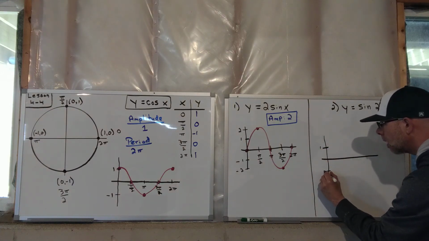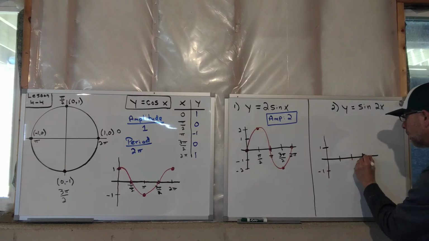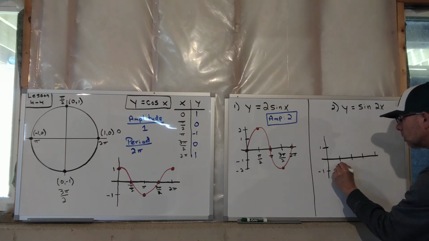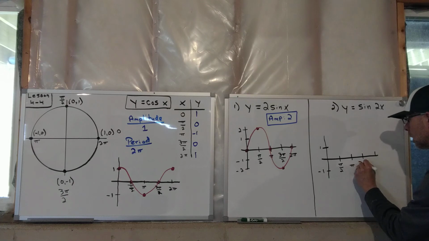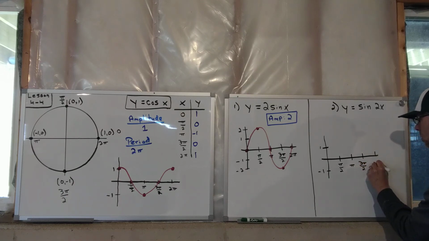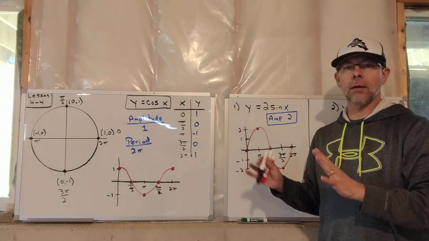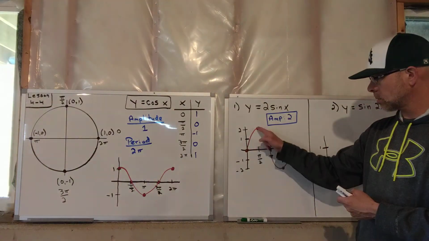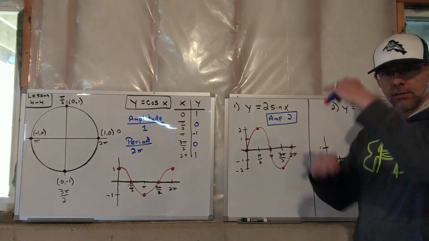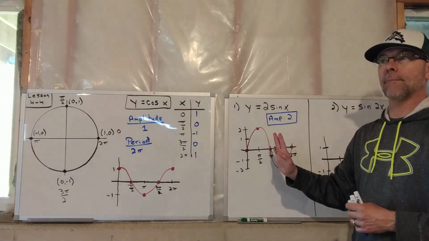Up 1, down negative 1, my marks here. Pi over 2, pi, 3 pi over 2, 2 pi. Now, understand something, people. You know what a sine graph looks like. It starts at 0, goes up, middle, down, middle.